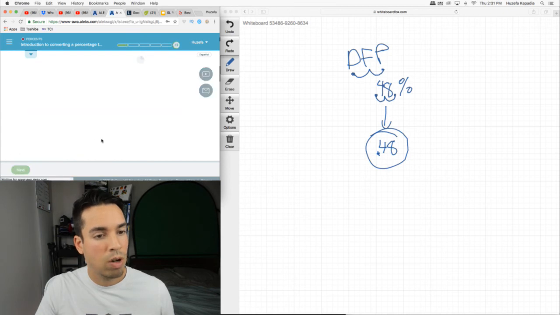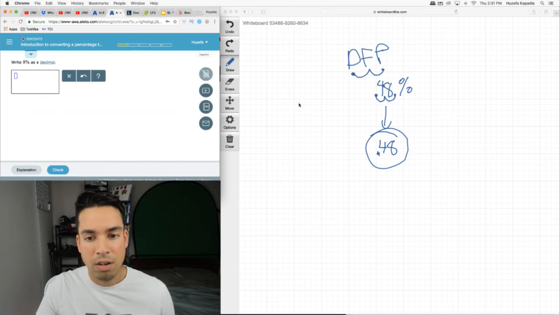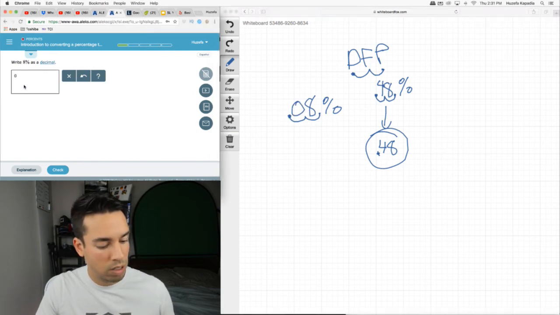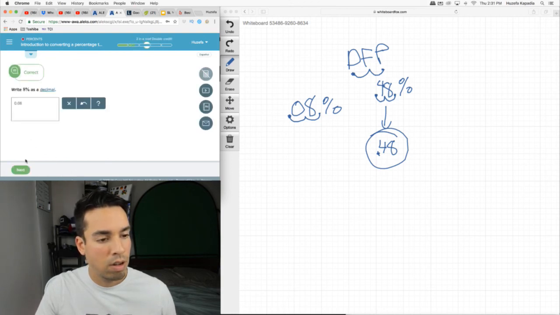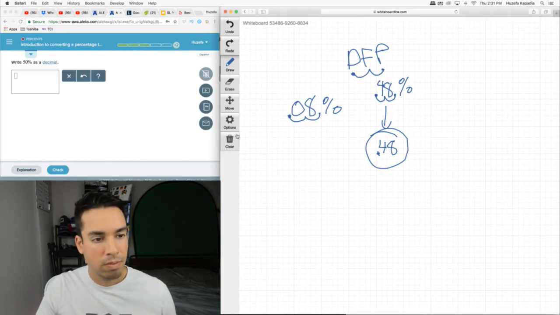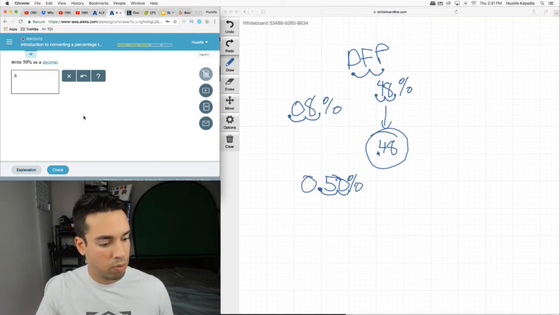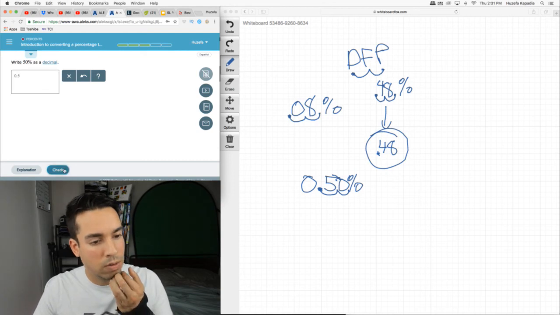All right. Oh, they wanted a 0 in front. And then same thing here. 8%. We move that decimal spot over once, twice, fill it in with a 0. And our decimal is 0.08. Last one, 50%. We go once, twice. Make sure to have a leading 0. And we've got 0.5. We don't even need the 0 afterwards.